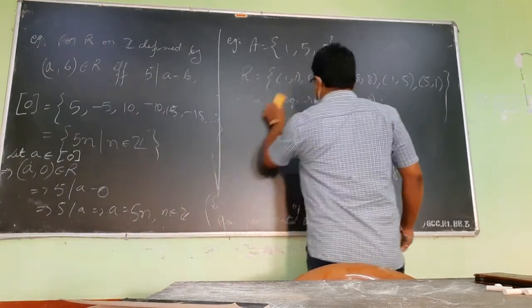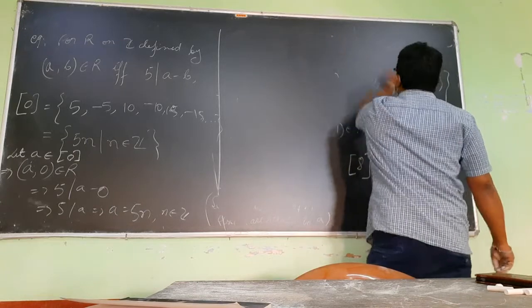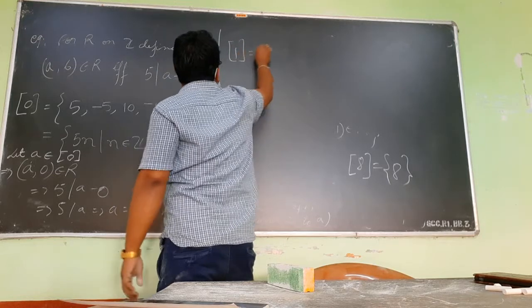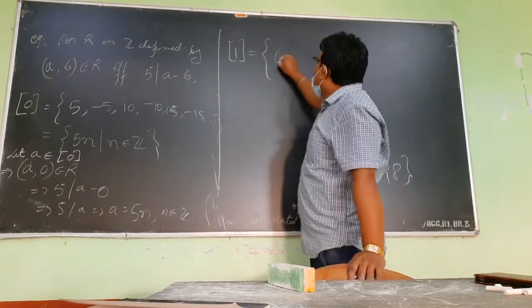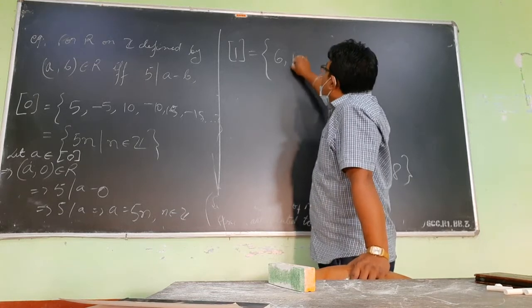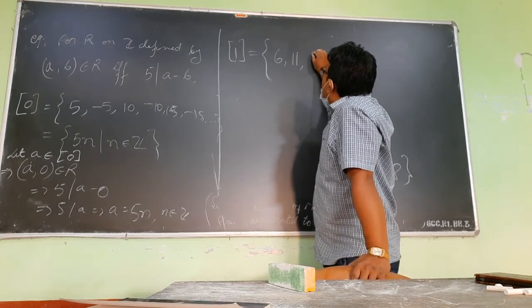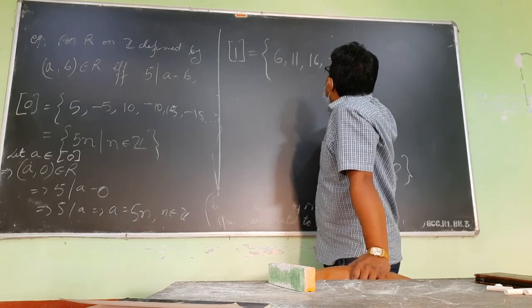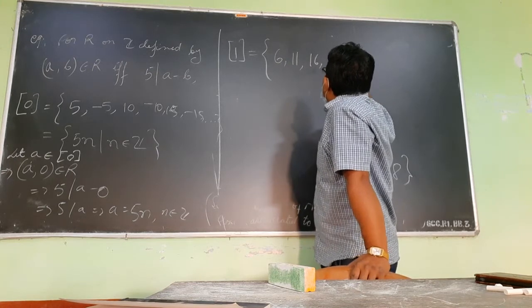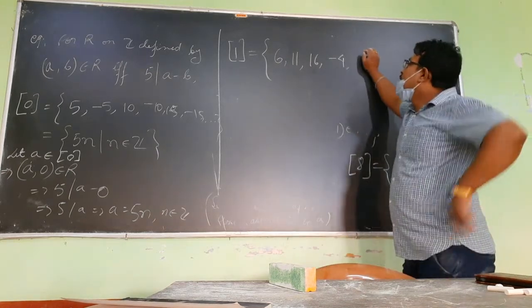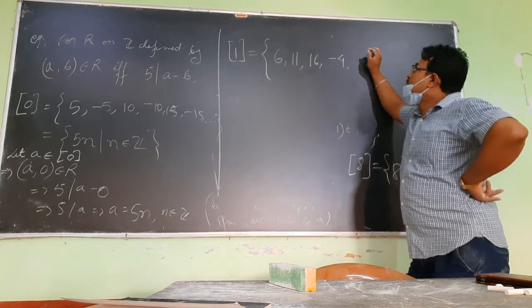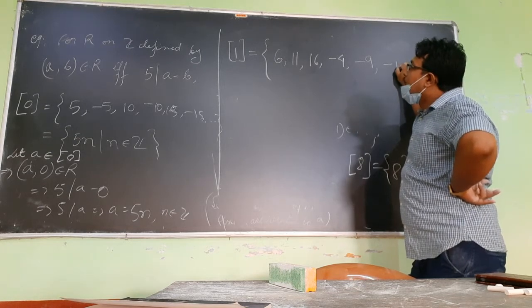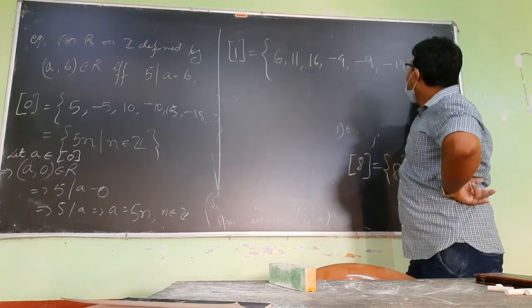What is the equivalence class of 1 under this relation? 6 will be there, 11 is there, 16 will be there. Minus 6 is not there. Minus 4 is there, since 1 minus minus 4 is 5. Minus 9 is there. Then minus 14 is there. And 1 is there, 1 is inside.